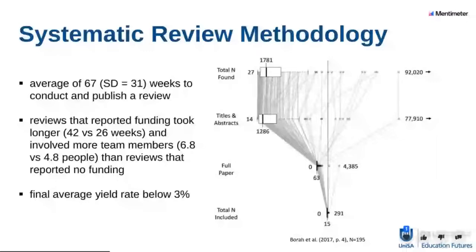But if you are looking to publish, they found that it took on average 67 weeks to conduct and publish a review. And this is a full systematic review, not a rapid review. They found that reviews that reported funding, that were funded to undertake a review, took longer, there's a surprise, 42 weeks versus 26 weeks, and also involved more people. Well, they had more funding, they could afford to have more people on their team.